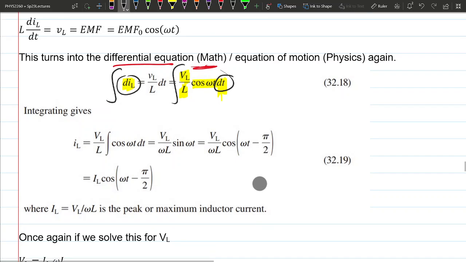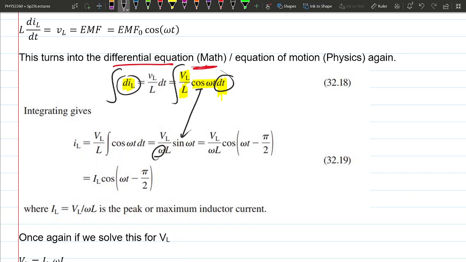When you integrate both sides, it turns this cosine function into a sine function. The integral of cosine is sine. The other thing that's important is that this omega pops out as a denominator. Remember, when you take a derivative of cosine, a multiplicative factor of omega comes out. But if you do the integral, you have to divide by it.